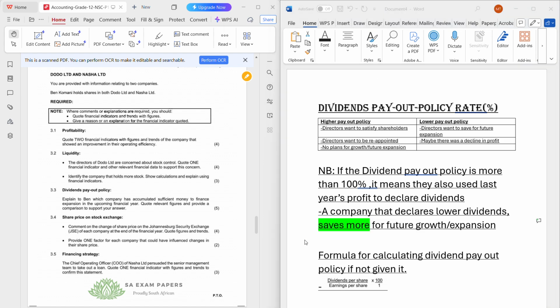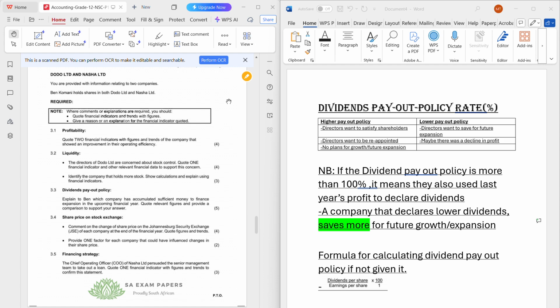Sometimes you will not be given the dividends payout policy rate, but you will be asked a question about it. So you have to know the formula to calculate it. Your formula is dividends per share divided by earnings per share, multiplied by 100 over 1. You will get the dividends payout policy as a percentage, so that you can be able to make conclusions.